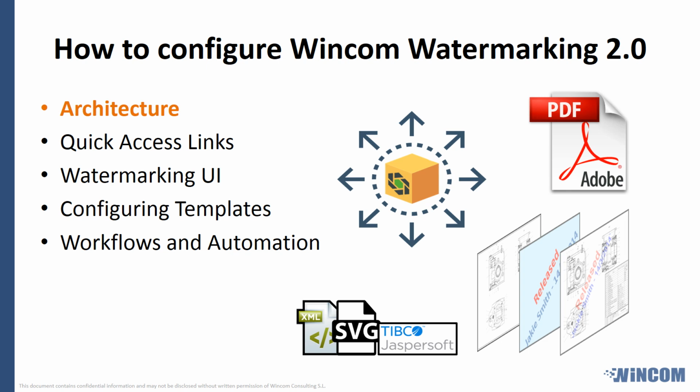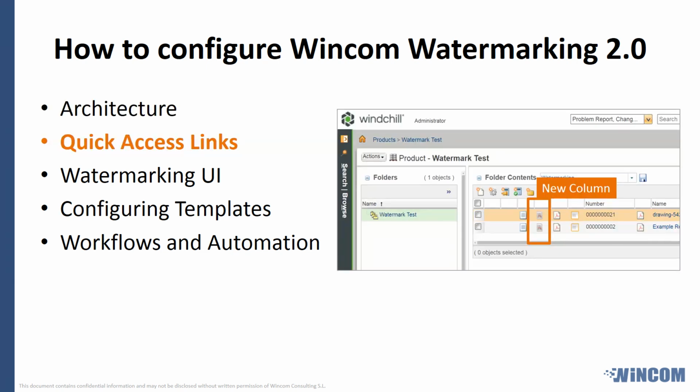For the user, when the user requests a PDF, they can be requesting a PDF that is immediately watermarked, and we're going to demonstrate how you do that. The quickest way to access the watermark is something called a data utility. This is a new column that's added to any table within Windchill using the view configuration, and what we're going to do is show you how you do that now on a live Windchill 11 system.